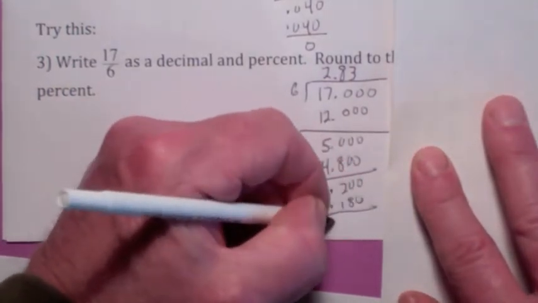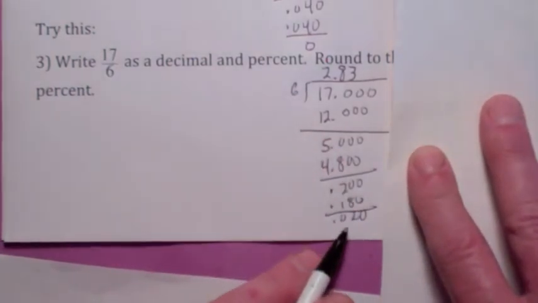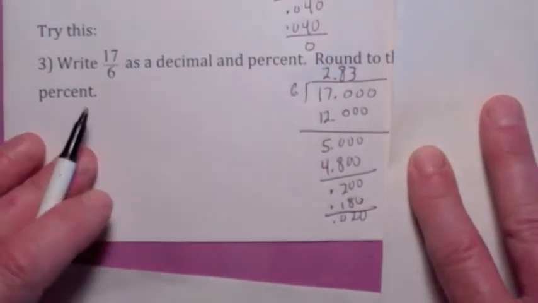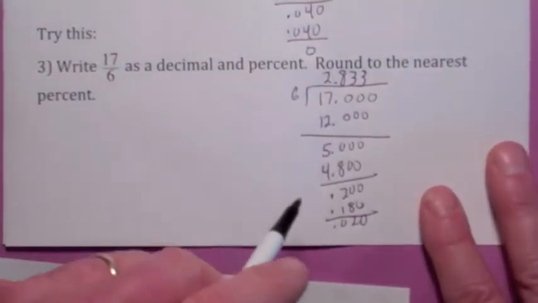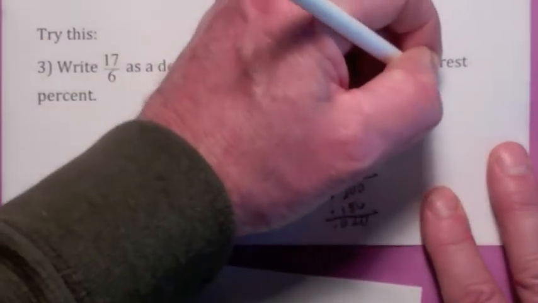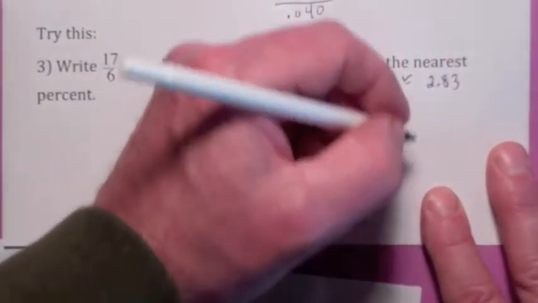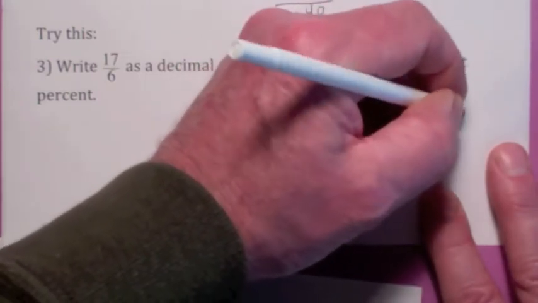And I think it starts to repeat. You get 0.020, which is going to go in 3 times again. So we get this. So if we're going to round to the nearest percent, let's first round this to hundredths, which will be about 2.83. And then if you want to express that as a percentage, it would be 283%.